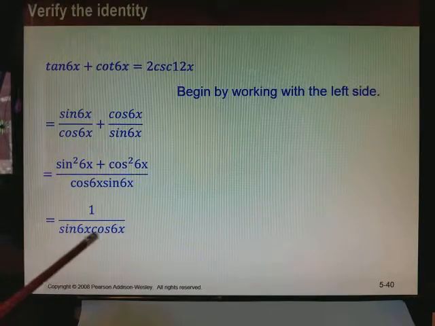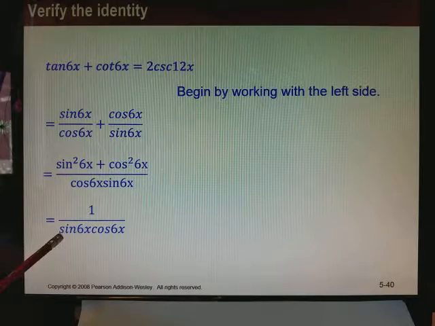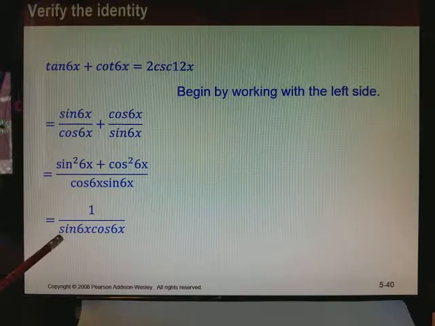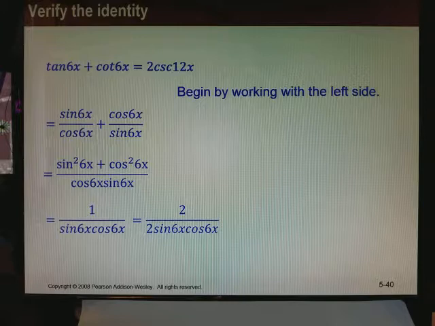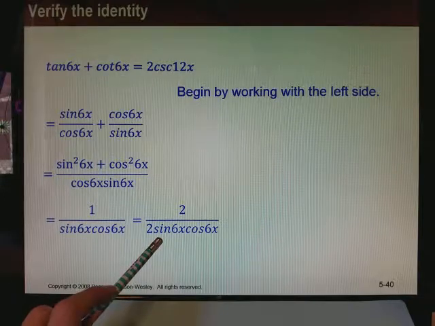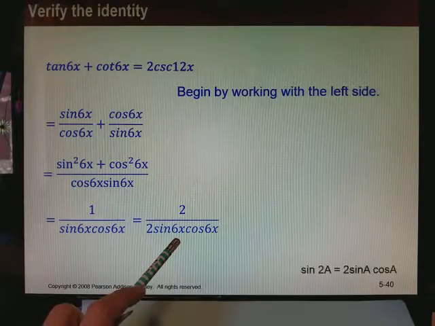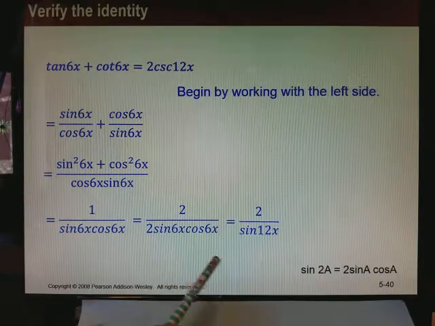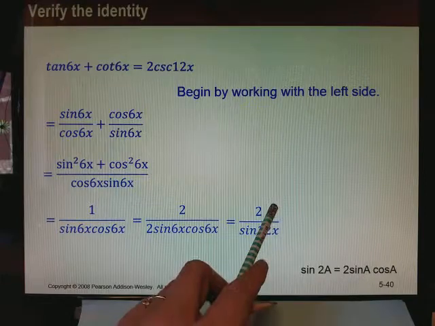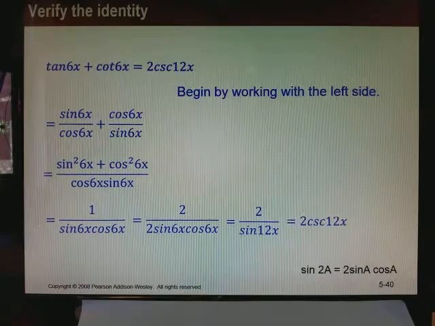This down here almost looks like the double angle identity to me. So if I multiply the bottom by 2 and the top by 2, I really multiplied this fraction by a fancy 1, so I didn't change it any. See, now the denominator definitely looks like a double angle identity from the sine rule, sine of double angle. So that would be sine of 6x times 2 on the denominator, so sine of 12x. And then if you bring that up, that would be the cosecant of 12x times the product of 2.